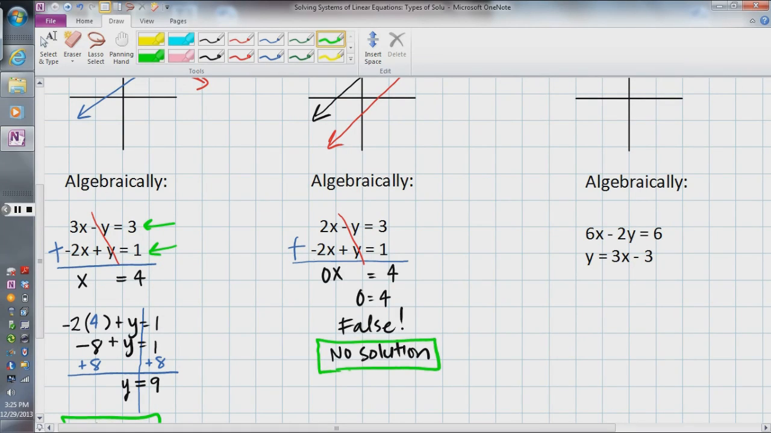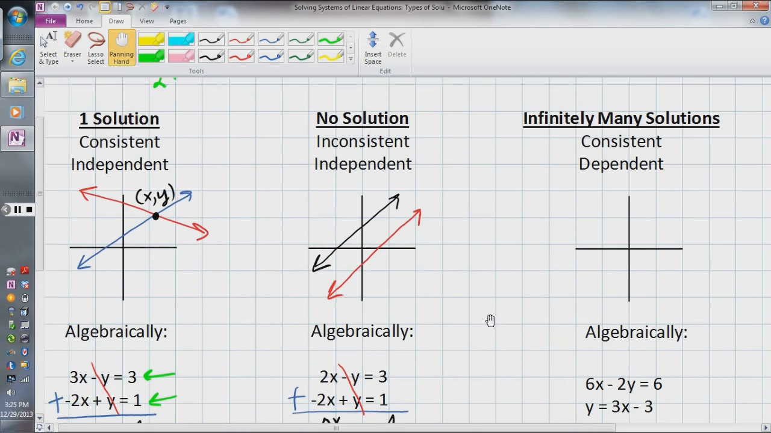In other words, there is no ordered pair that will satisfy both equations at the same time. And that makes sense when we think about it graphically because the lines never cross. There isn't going to be a point that the two lines have in common.